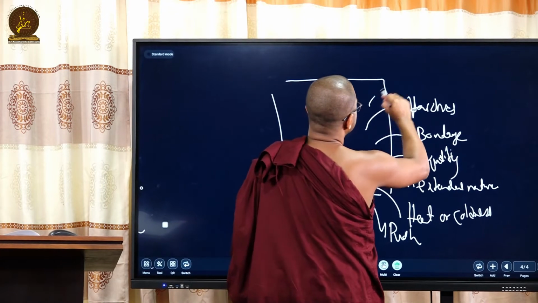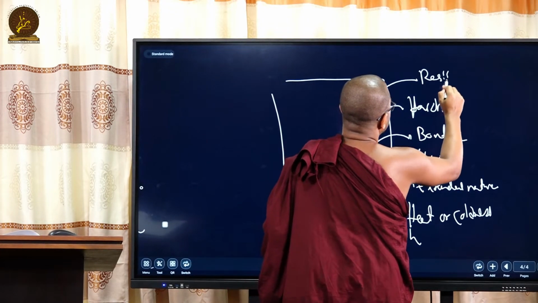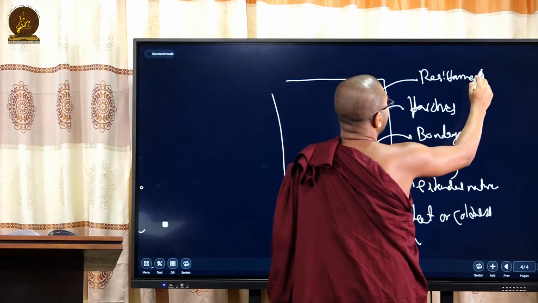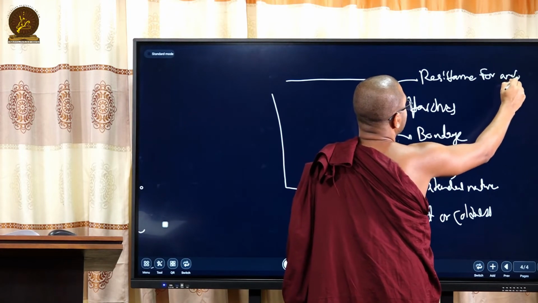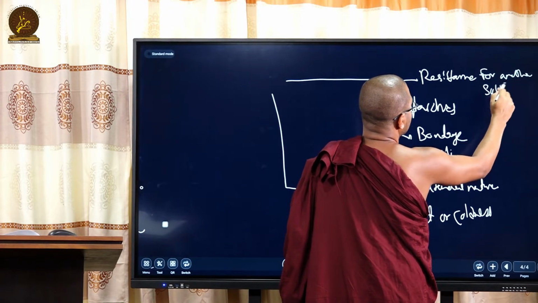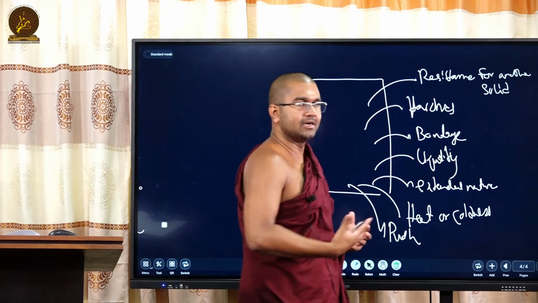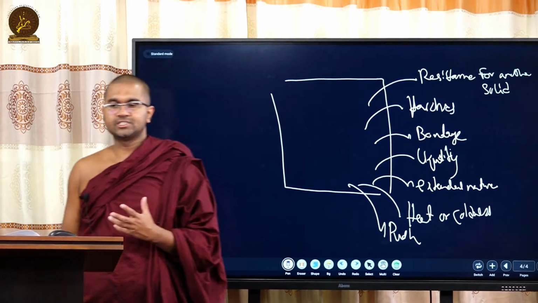These are the four. Resistance for another solid. Ability to keep something upon it. These are all the qualities of solid.